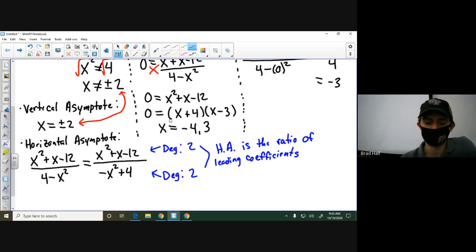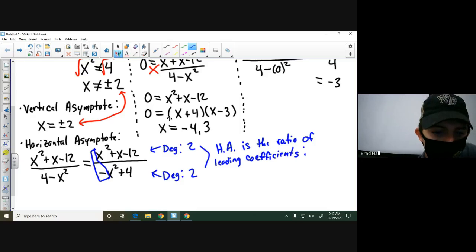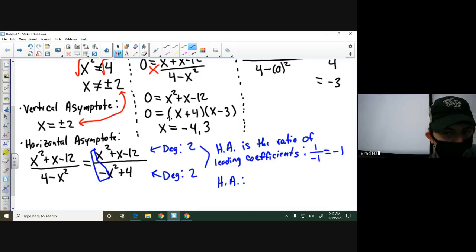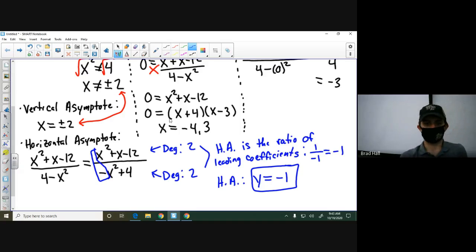So what are the leading coefficients? Well, this is exactly why we put everything in standard form, because now coefficient just means the number in front. So now that we put everything in standard form, we can see that the ratio is 1 divided by -1, which is simply -1. So the final answer for the horizontal asymptote, because they generally want an equation, is y is equal to that -1 value. So that is the equation of the horizontal asymptote. y is equal to -1.